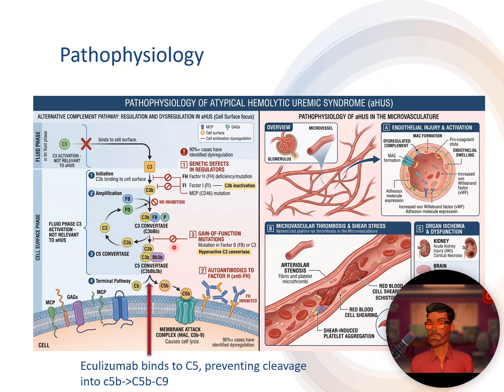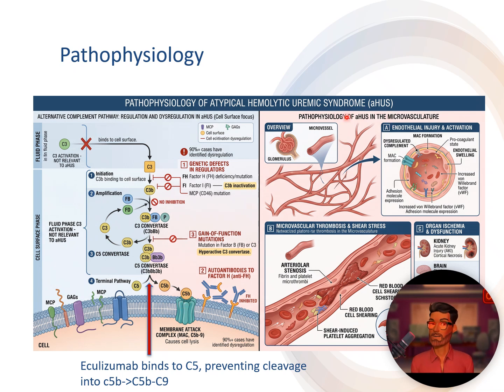If you look by step number 3, you have gain of function of factor B or C3, again leading to persistent activation and amplification of the C3 complement cascade. Here by number 2, you see autoantibodies to factor H, which prevent breakdown of C3, eventually leading to C5 to C5b to C9, this membrane attack complex, which causes cell lysis. If you look here at the bottom, eculizumab binds to C5, preventing cleavage of C5 to C5b to C9, preventing formation of this membrane attack complex, and is used in a number of complement-mediated diseases.